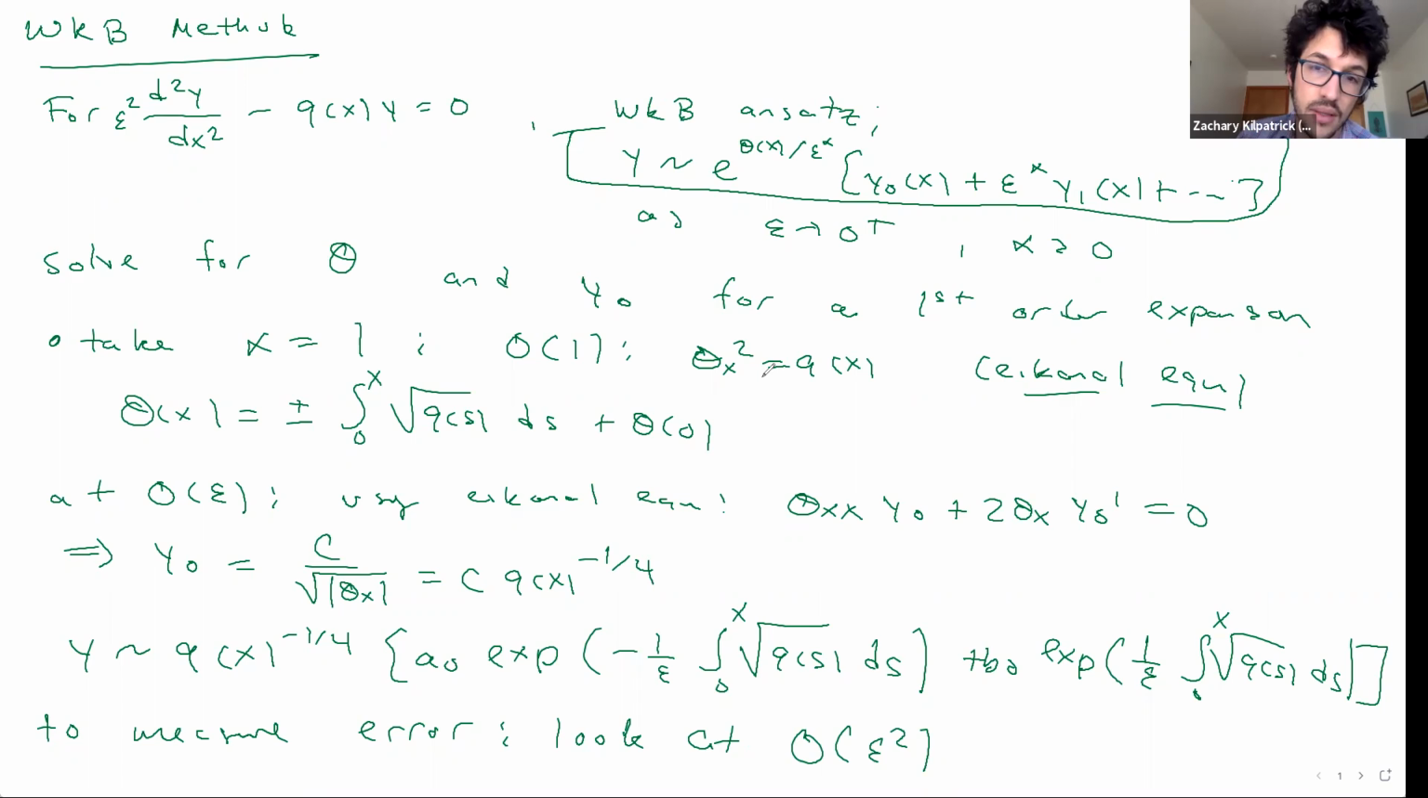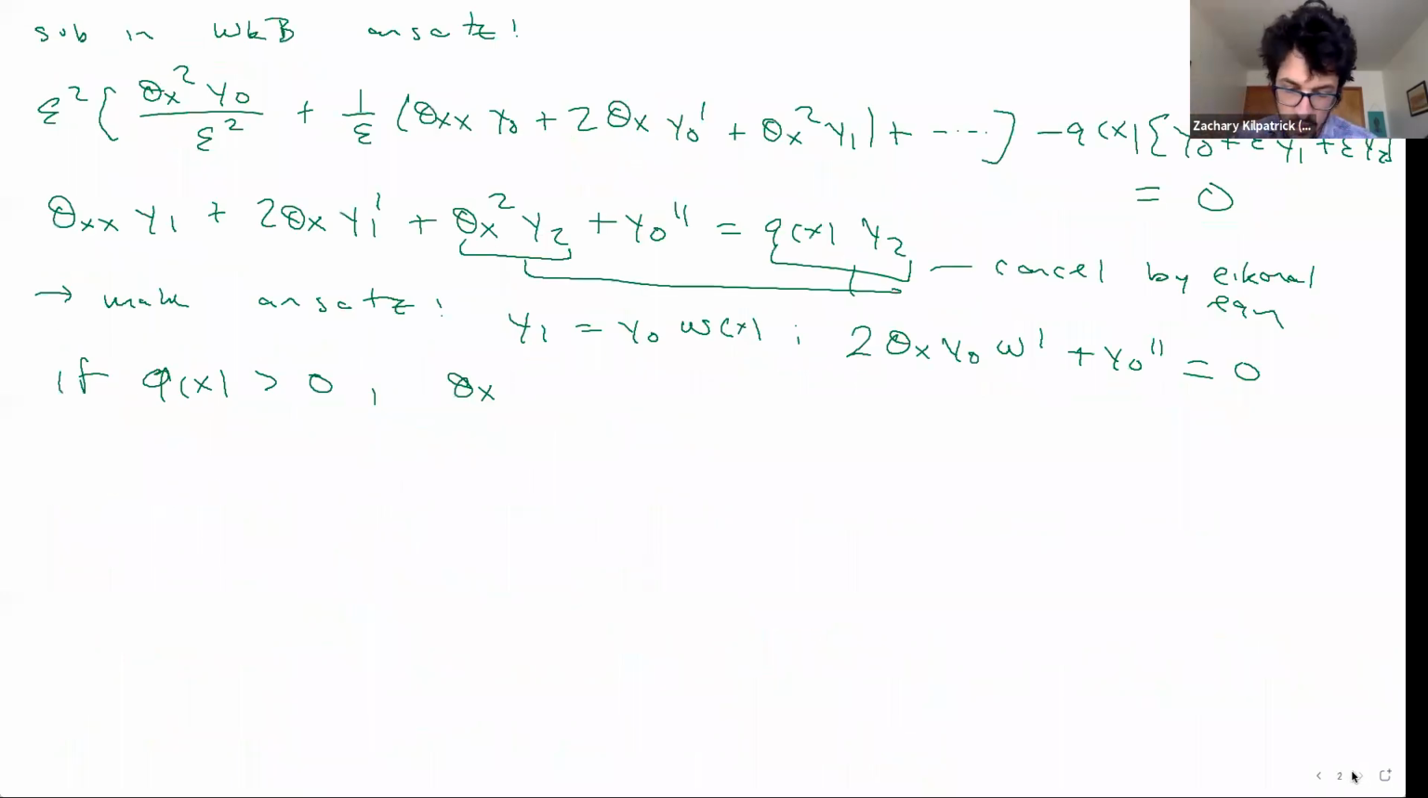If q of x is positive, then you're going to have exponentially growing or decaying solutions. If q of x is negative, you're going to have oscillatory solutions. Now, what if q of x changes signs? Well, then you have what's called a turning point problem, and you have to stitch together exponentially growing and oscillating solutions. And that's what we'll talk about in a little while. So in this case, theta sub x is real.